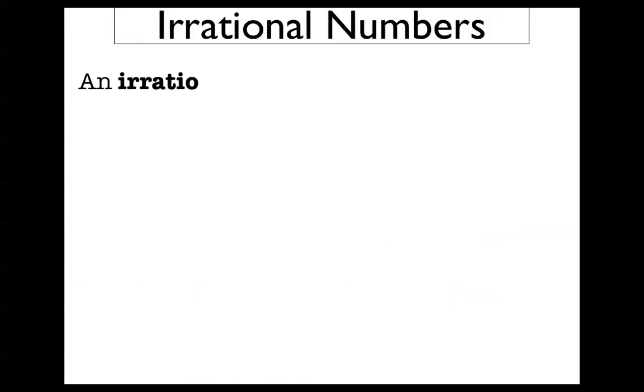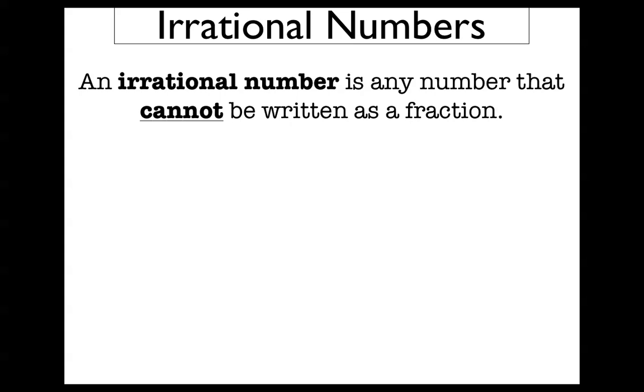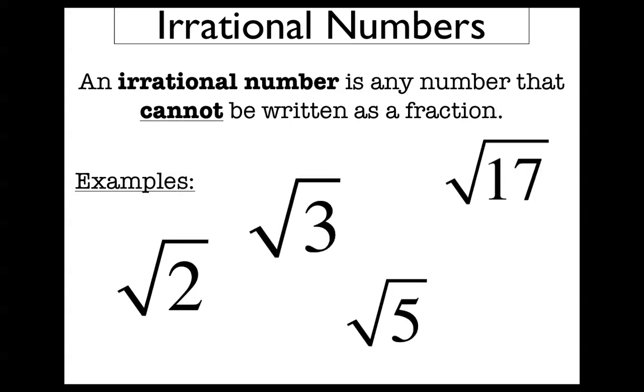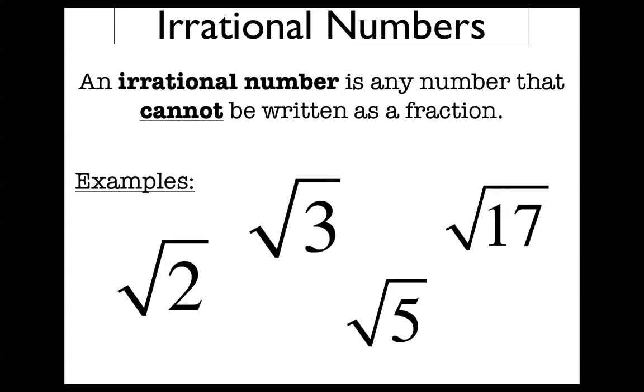Okay, so an irrational number is any number that cannot be written as a fraction because of that crazy decimal stuff. Some examples are the square root of 2, or the square root of 3, or the square root of 5, or the square root of 17. Those are all irrational numbers because 2 isn't the square of anything, and 3 isn't the square of anything, and 5 and 17 aren't squares of anything, so you can't square root them nicely. So those numbers turn out irrational.